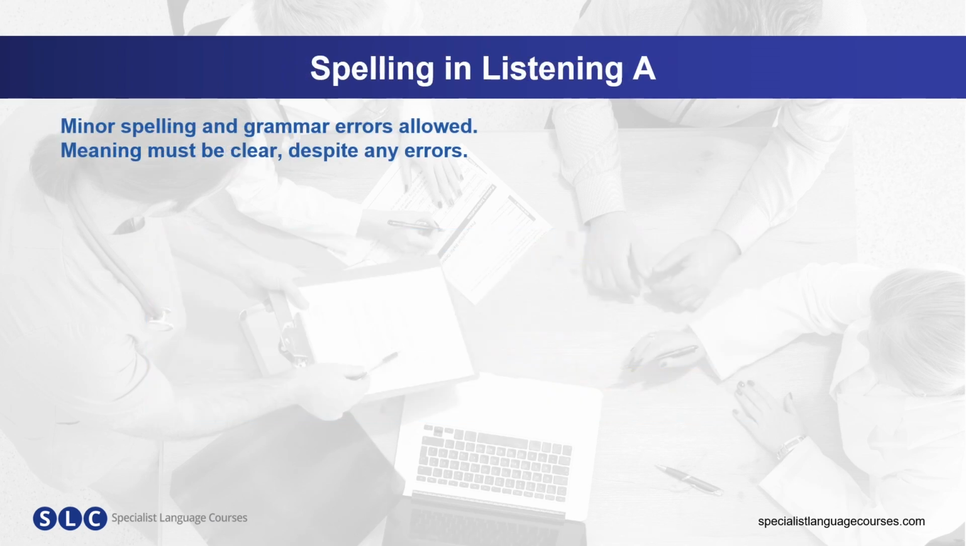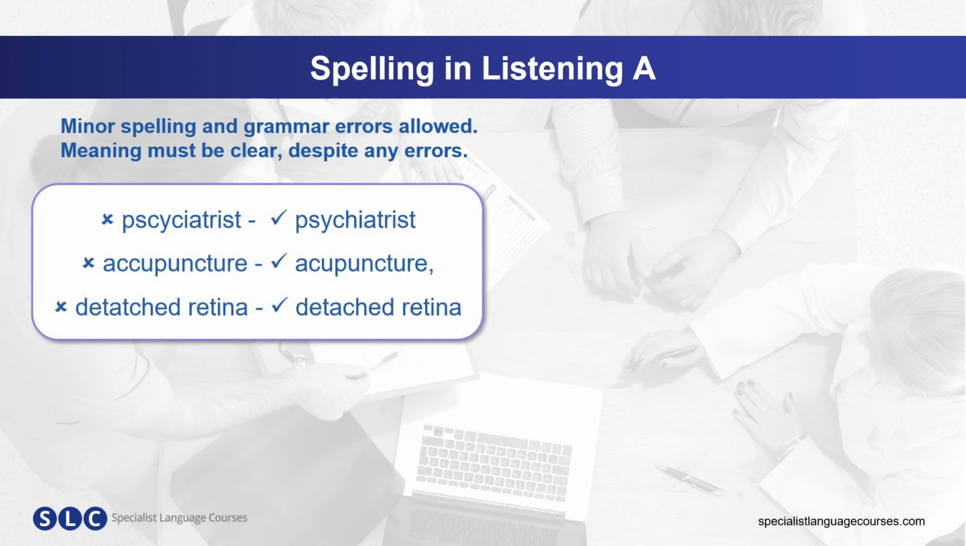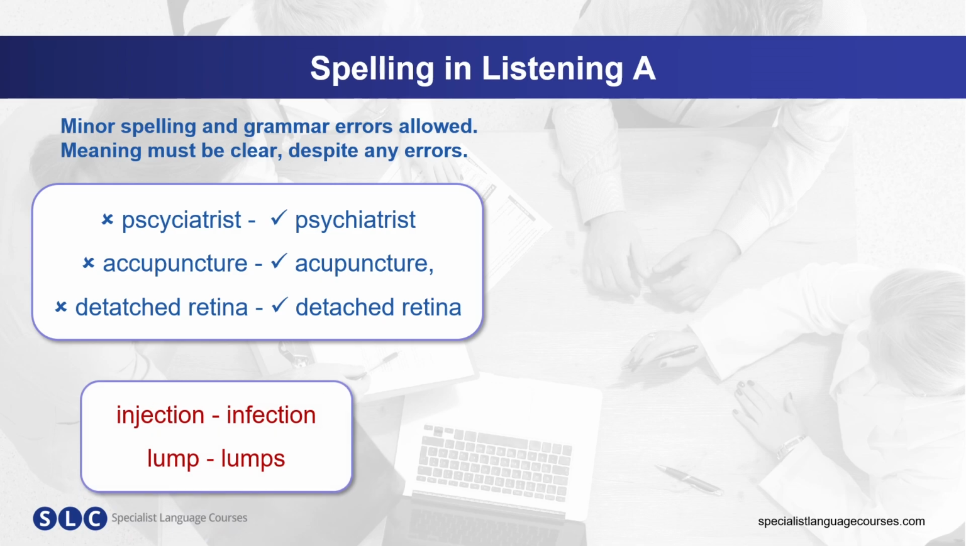Minor spelling and grammar errors are allowed in Listening A, but the meaning must be clear despite any errors. For example, here we can see that psychiatrist, acupuncture, and detached retina have been spelled incorrectly, but the meaning is still clear. However, spelling errors which change the meaning of the word would not be allowed. For example, here, injection instead of infection. And be careful of plurals, as having one lump is very different to having multiple lumps.